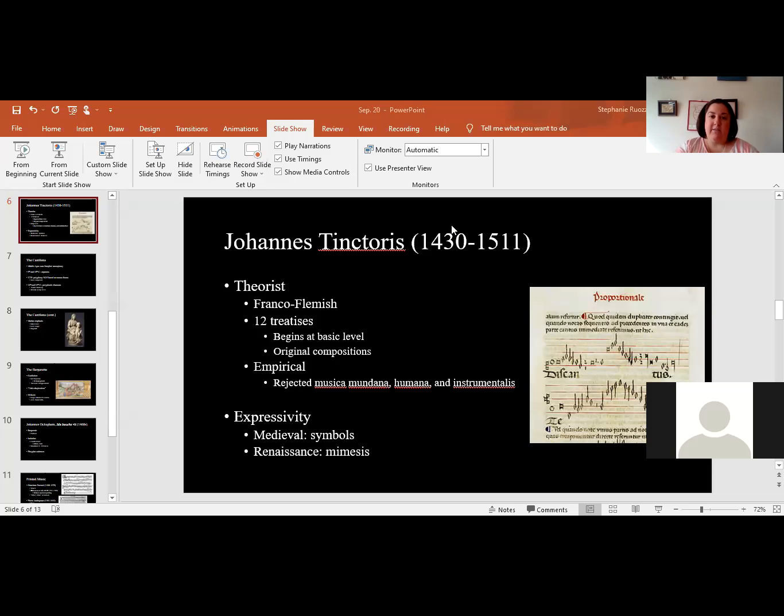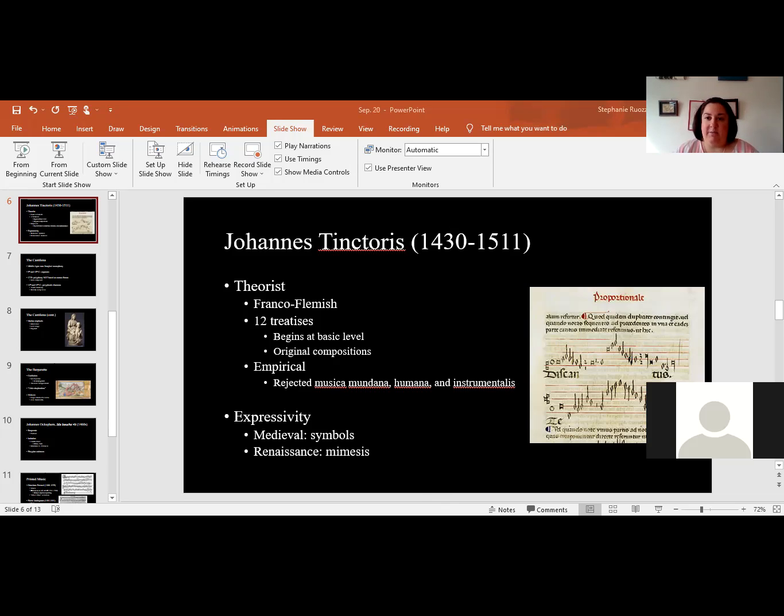Tinctoris was an empirical thinker. He wanted observation. He wanted scientific proof. He was only interested in what we can see and observe. So he's radically departing from the theorists that we've talked about before. Also, one thing that I find very cool about Tinctoris, and I think a lot of historians find this cool, is Tinctoris changes the way that we think about expressivity.